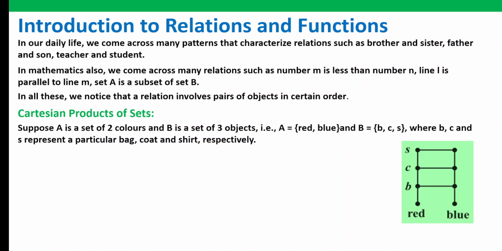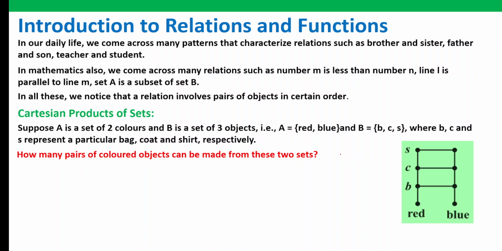Suppose A is a set of two colors and B is a set of three objects. So, A colors are red and blue. Objects are here. B stands for bag, C stands for coat and S stands for shirt. So let us represent this in ladder form here. Colors are represented horizontally and these objects are represented vertically.